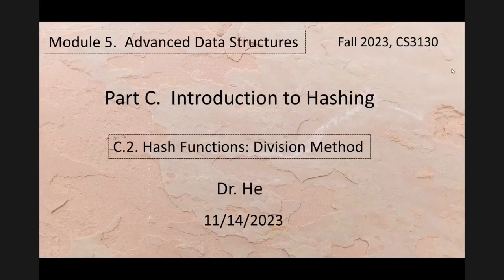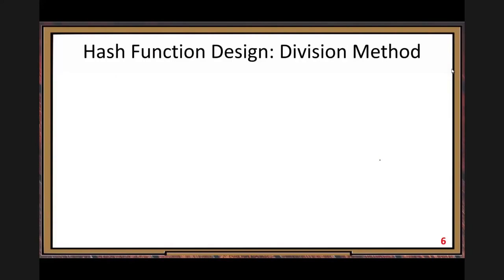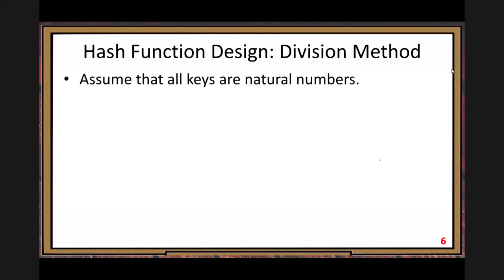Hash functions, division method. The first method, the division method. We start with a simple one; good or not, we try to improve. If it's not good, we keep improving that method. Hash function design, division method, because this is the simplest one. So let's start from the division method first.